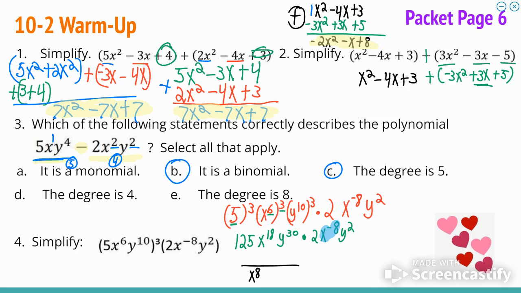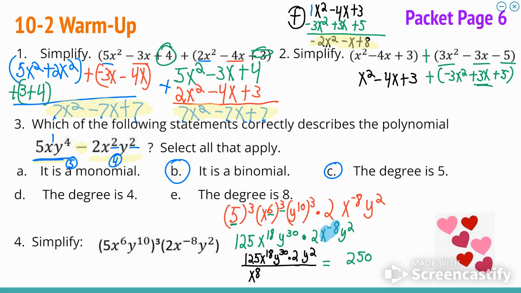So 5 to the power of 3 is 125. We have x to the 18th. Now, we do have y to the 30th. Then we have a multiplier of 2. And then we also have y squared. All right? Very good. So let's clear this up. Let's multiply our two coefficients, 2 and 125. That is 250.